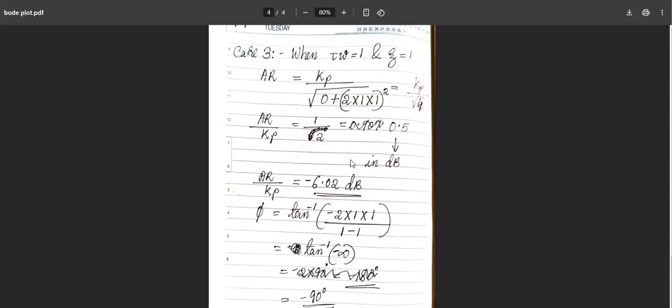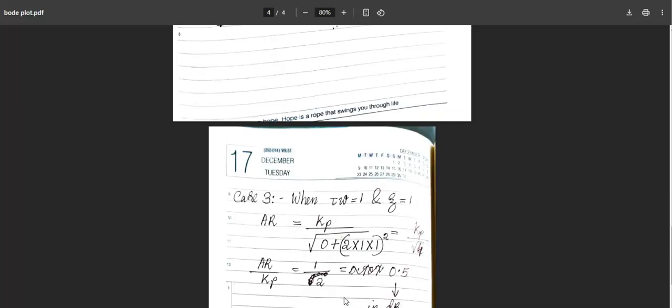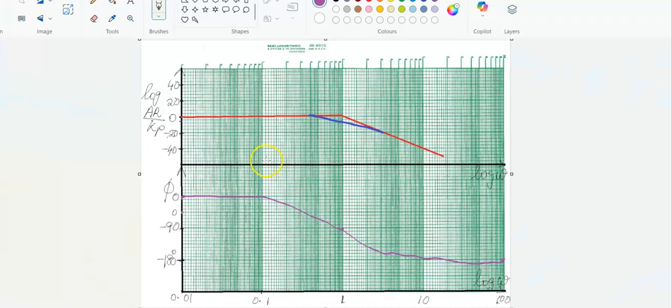Finally we wanted to find the phase angle. Phase angle is equal to, again in that equation you substitute tau omega equal to 1 and zeta equal to 1. You will get the phase angle as minus 90 degrees. So all these values, these three cases, I tabulated in a tabular column. By using this tabular column, we can plot the graph. So coming to the graph.